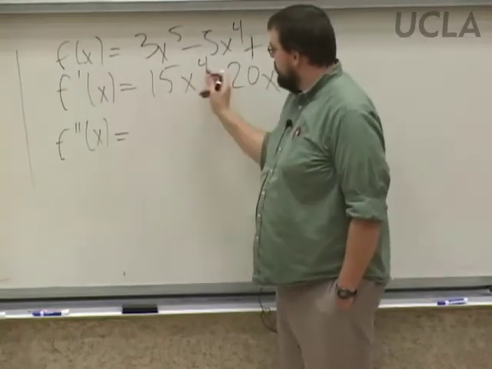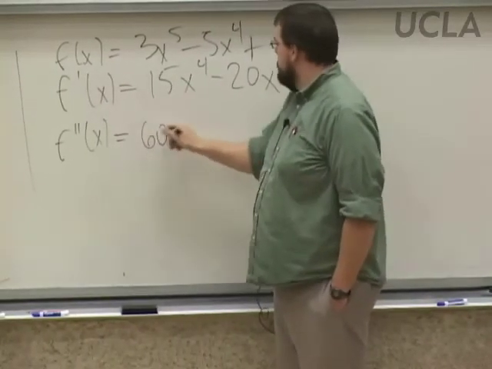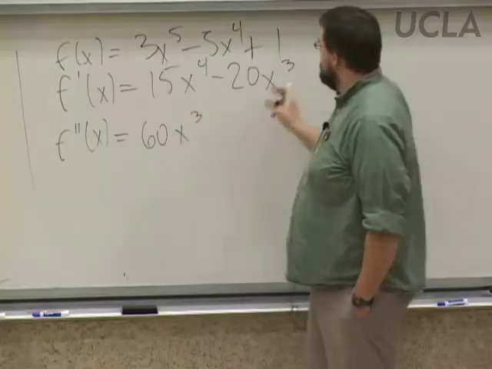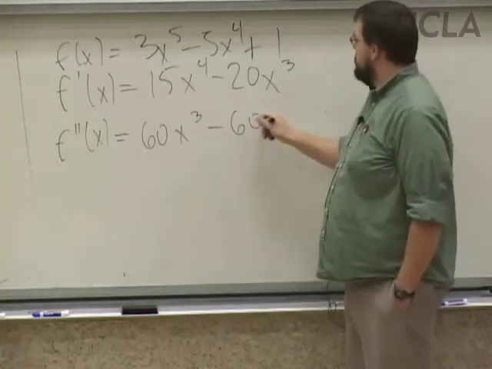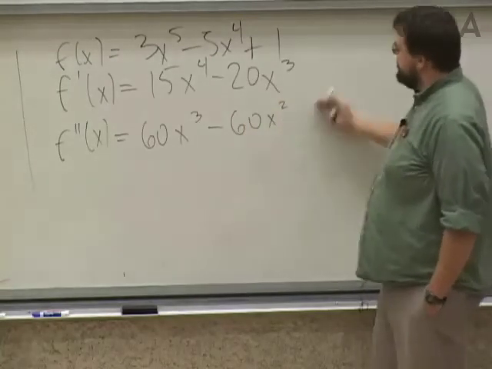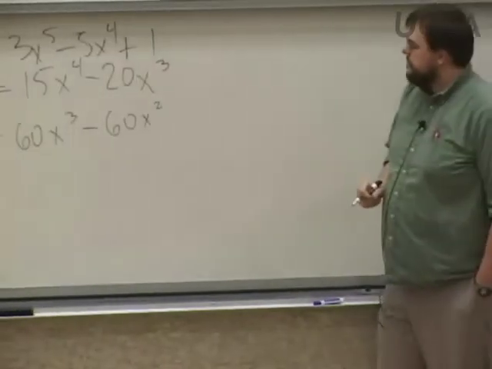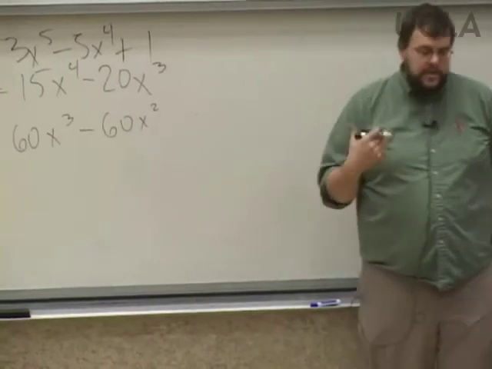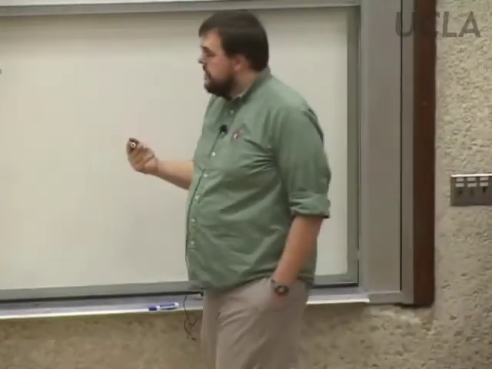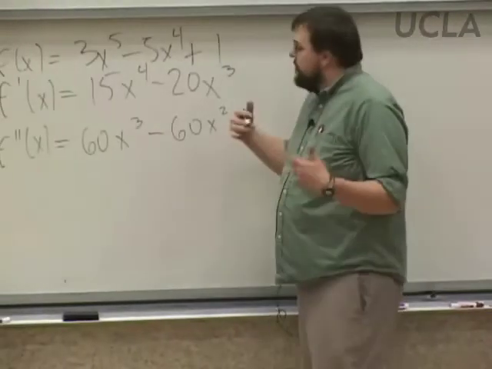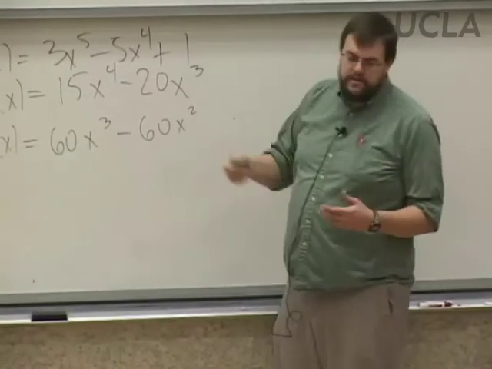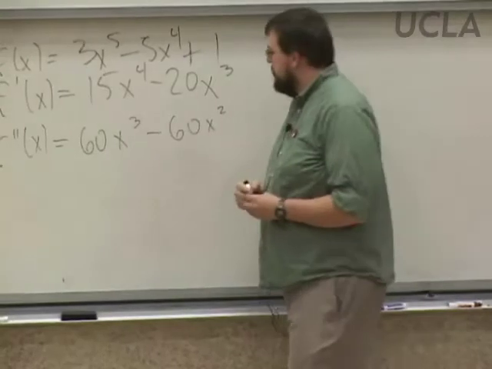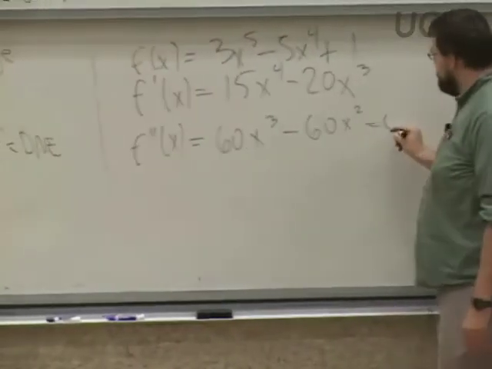So in our case, the 4 comes down now, so that's 60x cubed. And now the 3 comes down, so that's 60x squared. All right. So we're looking for inflection points. Is the second derivative ever undefined? No, this is nice. Polynomials. We like polynomials.